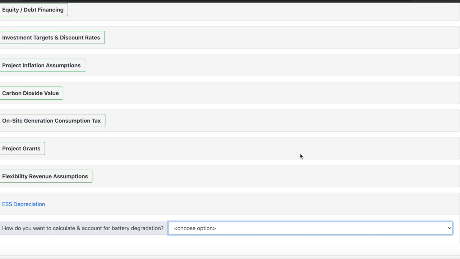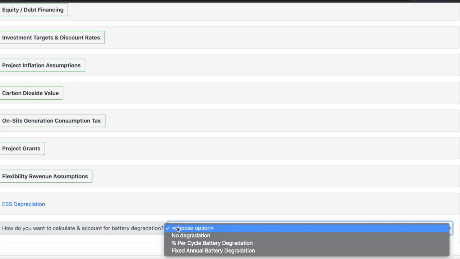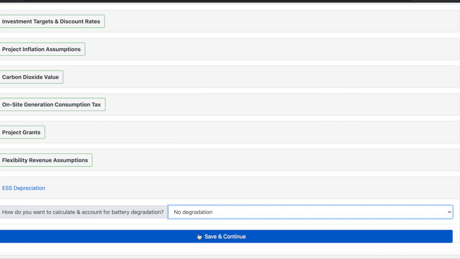However, as each year goes by, that battery's capacity to store energy will degrade until eventually you have to do what's known as repowering it. You'll have to repower it. So if you don't really want to think about battery degradation, then you can just say no degradation, and we can sort of save and continue.